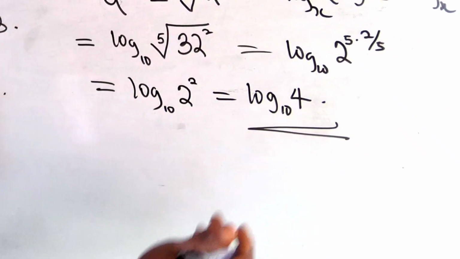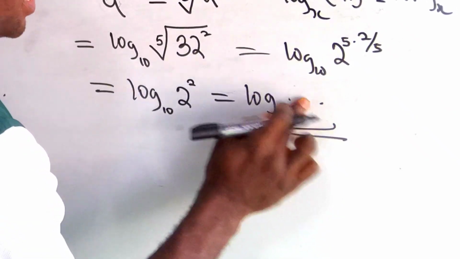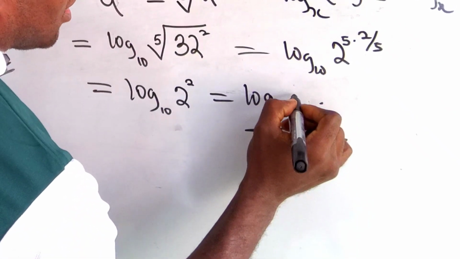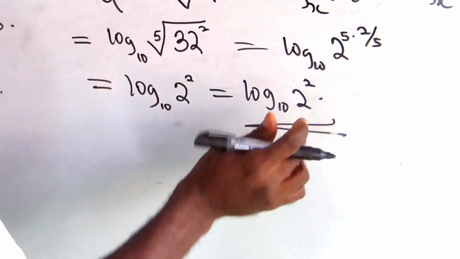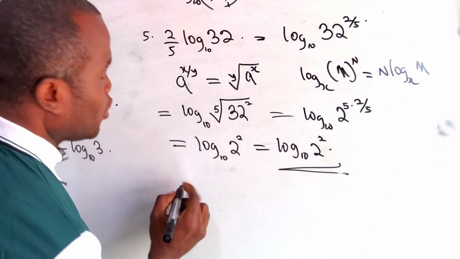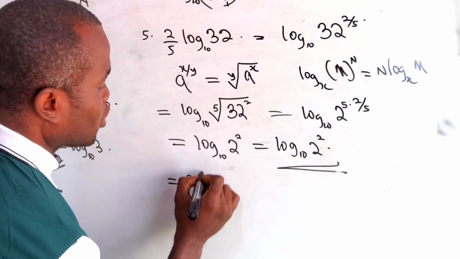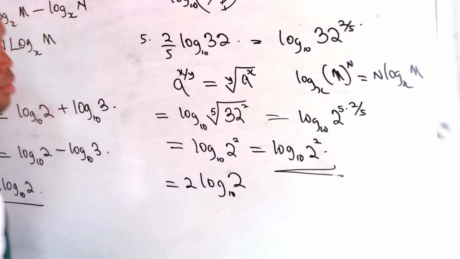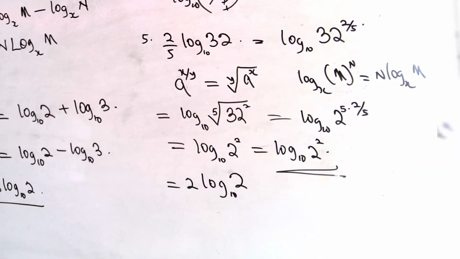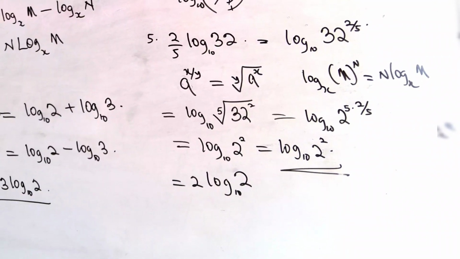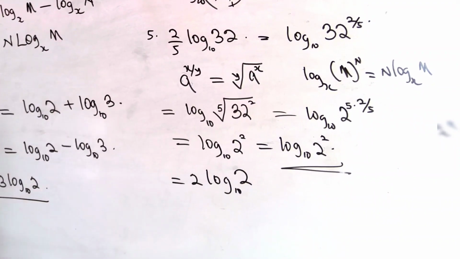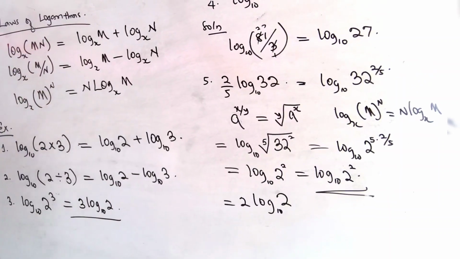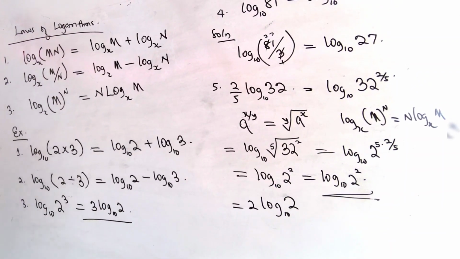Or if you don't want to put it that way, let's leave it as this: 2 raised to power 2. Going back to this law, this equals 2 log 2 base 10. It's as simple as that. So let's look into another question. Let's go into a more complex question.